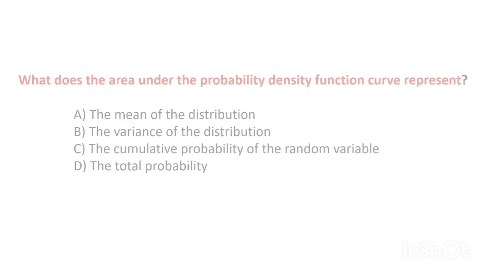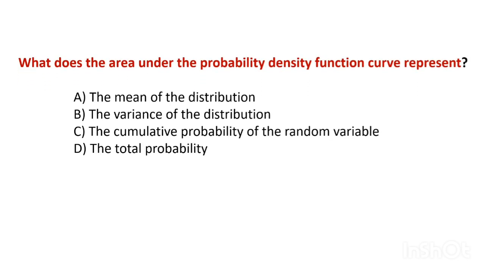What does area under the probability density function curve represent? The area under the probability density function curve represents the total probability, which is always equal to 1. Correct answer is option D, total probability.